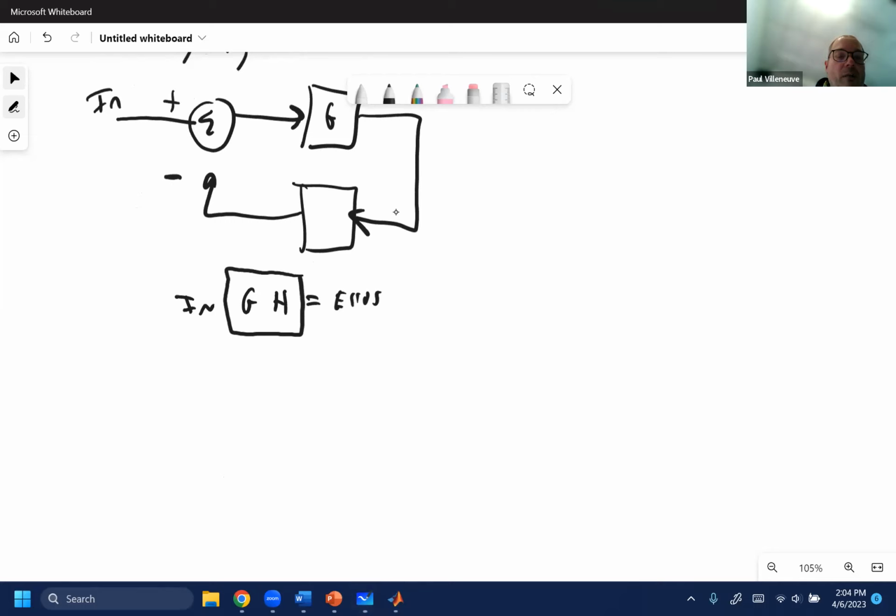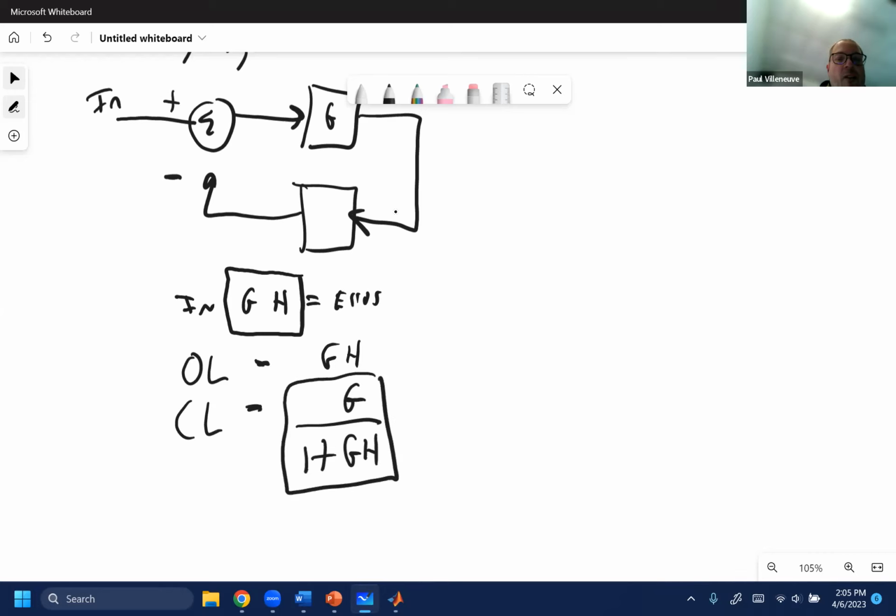So if you recall, we have two transfer functions. We have an open loop transfer function and a closed loop transfer function. For all systems that have feedback, our open loop transfer function is G times H, and that's it. Our closed loop transfer function is G over 1 plus GH, right? That's the importance. And I think what was tripping up a lot of people on this homework is they were going and getting this transfer function.